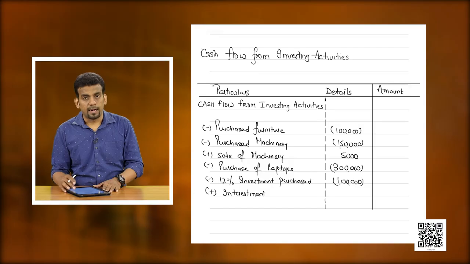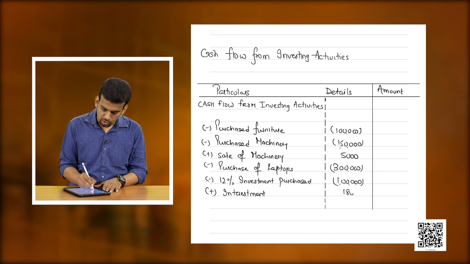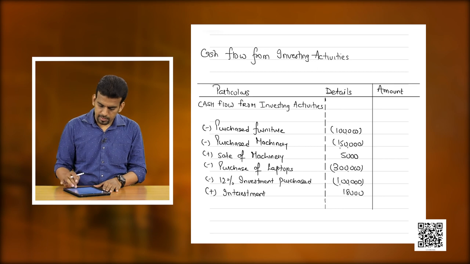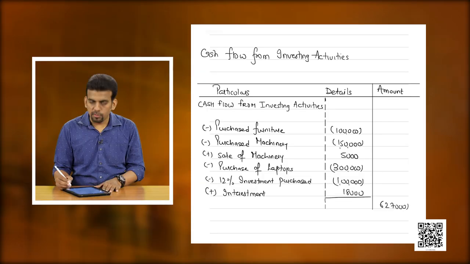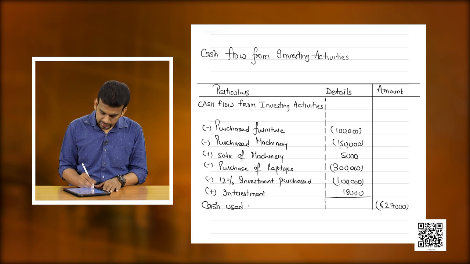Now, we have a last item. Investment increased from 1 lakh to 2 lakh. It is also an outflow of cash. And we have received interest on the same investments, and we have calculated that if we see our working note, that is 18,000, and this gives you 627,000 in negative. That means this is cash used in investing activities. Let us understand one more question for the same topic, cash flow from investing activities.